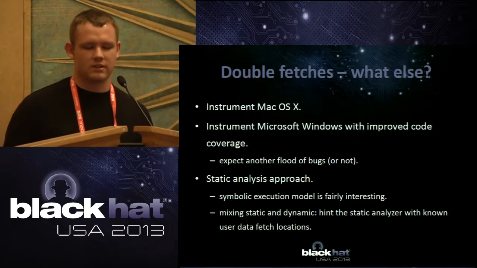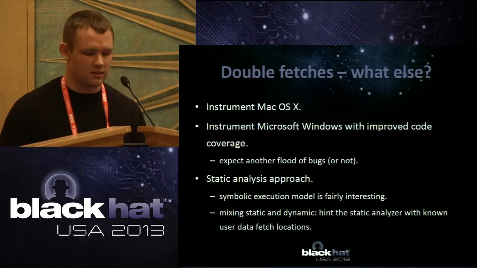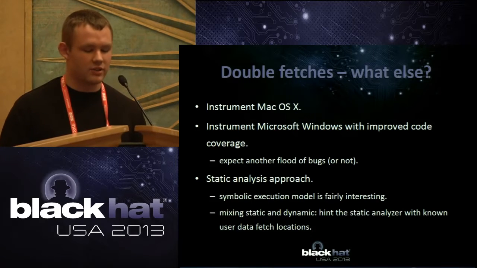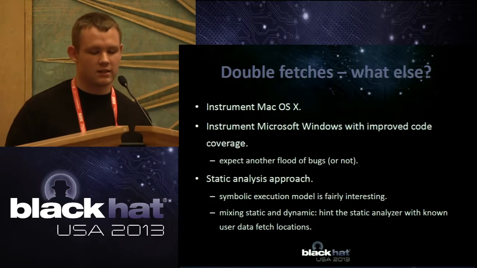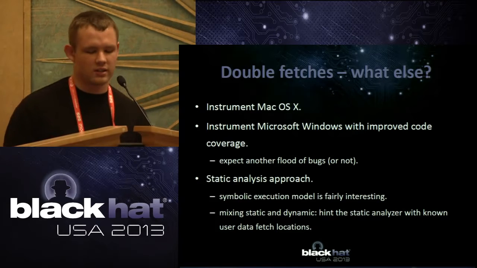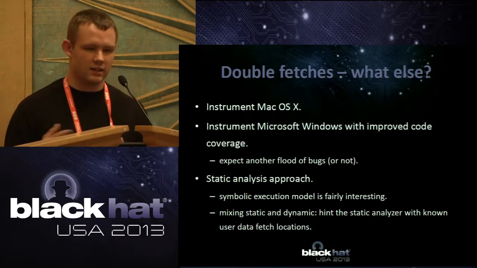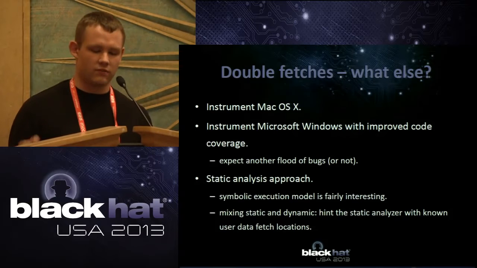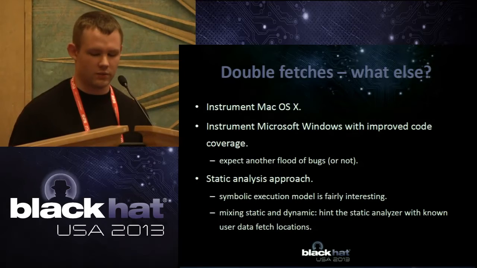When it comes to double fetches themselves, there are some other things that we can do, like instrument macOS X and improve the coverage for Windows, which I already mentioned. One other interesting thing we could do for double fetches specifically is approach them with static analysis instead of dynamic analysis. The symbolic execution model is fairly interesting for that. We could also try to mix static and dynamic analysis by hinting the static analyzer with information from the dynamic one, such as where the instructions are that we know for sure are fetching data from user mode.